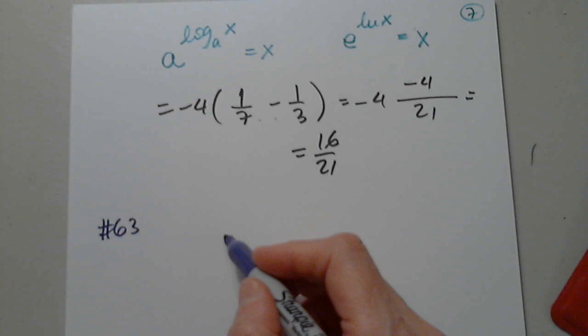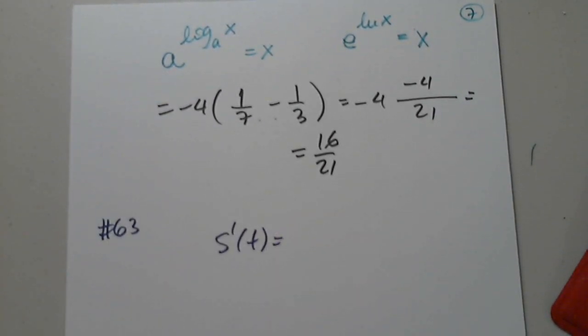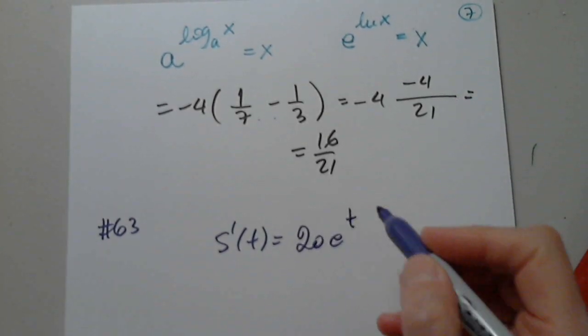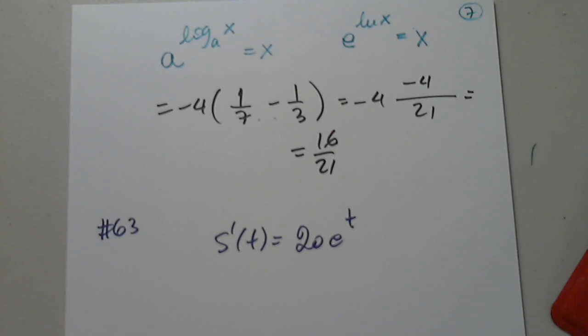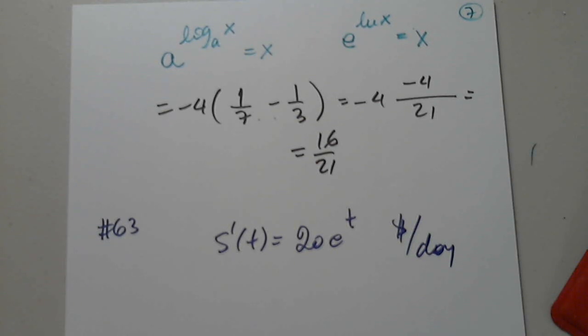Okay. So we are given S prime of t, which is the rate of change. Sales are growing continuously at the rate of change of sales. S prime of t equals 20 e to t, where S prime of t is in dollars per day, of course. So why? It's a rate of change. It has to have 2 measurement units. Find the accumulated sales for the first 5 days.